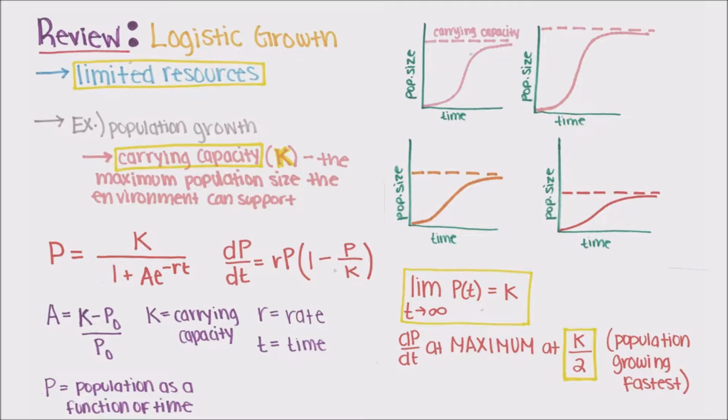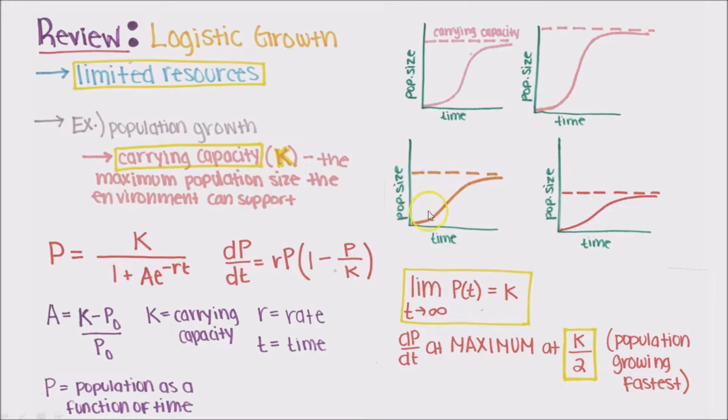And to do logistic growth problems successfully, you will need to know two equations. P is equal to K over 1 plus A e to the negative rt, and the derivative dP over dt is equal to rP times 1 minus P over K, where K is the carrying capacity, r is the rate, t is the time, P is population as a function of time, and A is found by doing the carrying capacity minus the initial population all over the initial population.